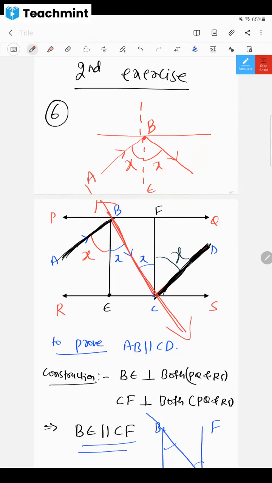Now, if this is a transversal, this angle and this angle, don't you think they become alternate interior angles? If you want, I will do it with another color. Don't you think these two angles become alternate interior angles? Yes, sir. So these are alternate interior angles, and they're equal. They're equal means this AB and this CD are parallel to each other. That's it. Clear?